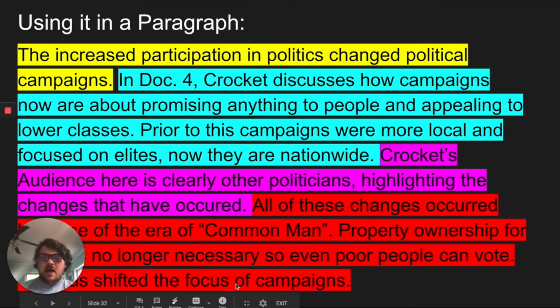So I'm using the outside evidence. It's not coming from the document. It's coming from my background knowledge of what I already know. And I also make it specific. I'm referencing specific people, places, events, concepts in my understanding.